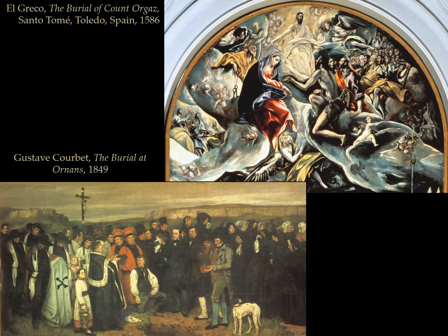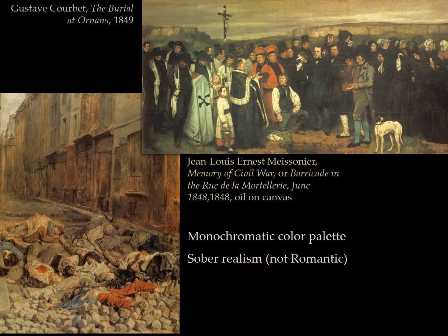There is none. In Courbet, we have a very dreary, overcast scene with a rocky plateau in the background. We do not have lush gardens or rolling hills. We have instead a very somber and depressing, straightforward approach to showing a funeral. Again, as just mentioned with Meissonier, we have a monochromatic color palette which strips down the vibrancy in historical works to a gritty realism, as it were, a sober realism that is certainly not romantic.